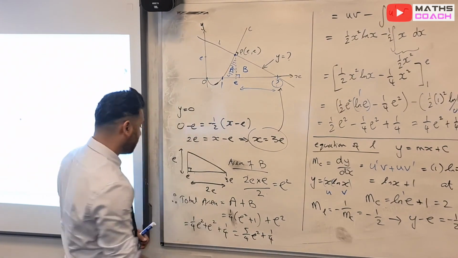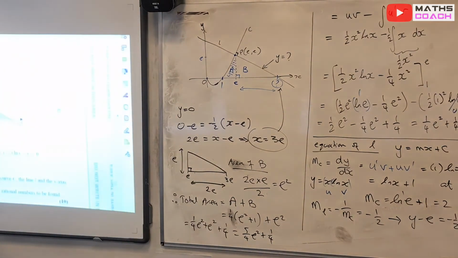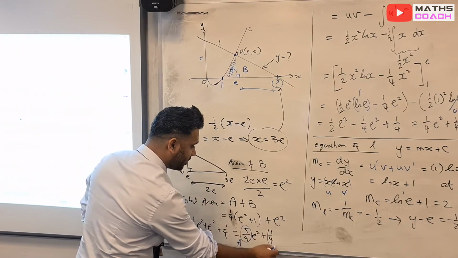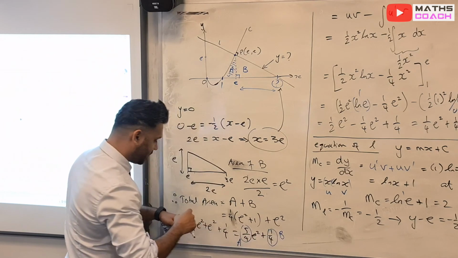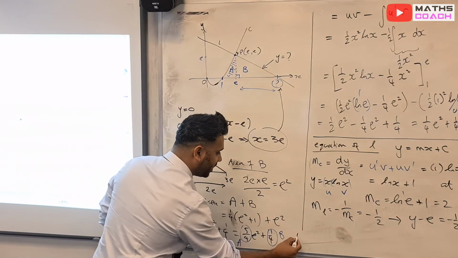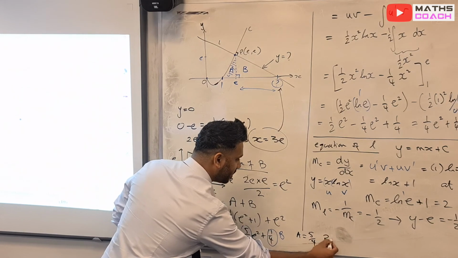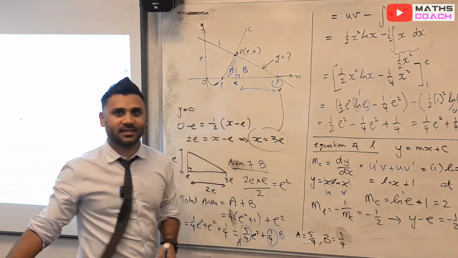plus a quarter. And if you compare that with the solution here, so this is basically your A and this is your B. We can also just write them out separately. A is therefore 5 over 4 and B is equal to a quarter, and we're done.